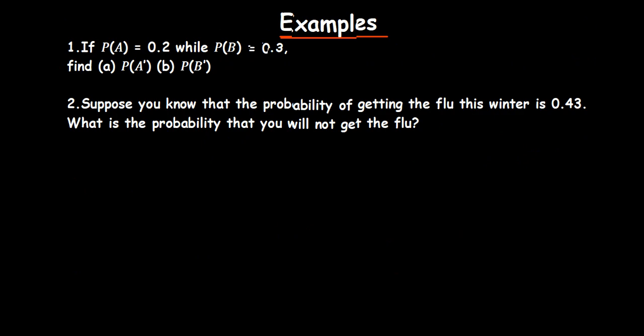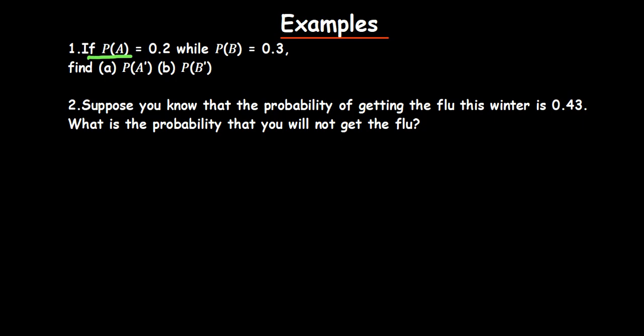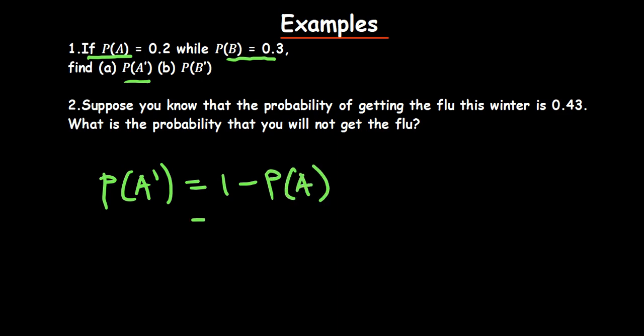So we have these examples here. They're saying if the probability of A is 0.2 while the probability of B is 0.3, find the probability of A complement. We know that the probability of A complement will just be equal to 1 minus the probability of A. So it is 1 minus 0.2, and here we are going to get 0.8. So this 0.8 will be the probability for the A complement.